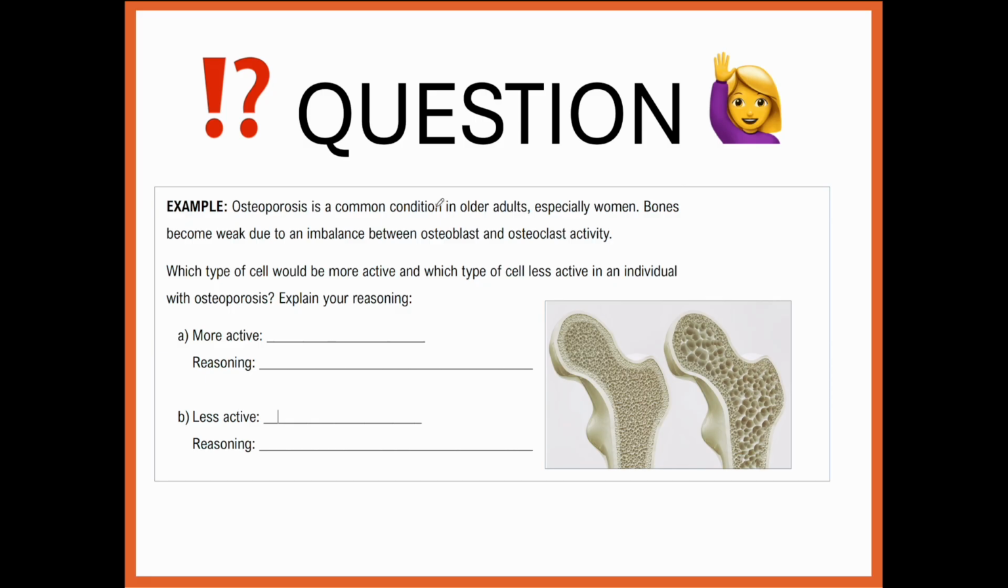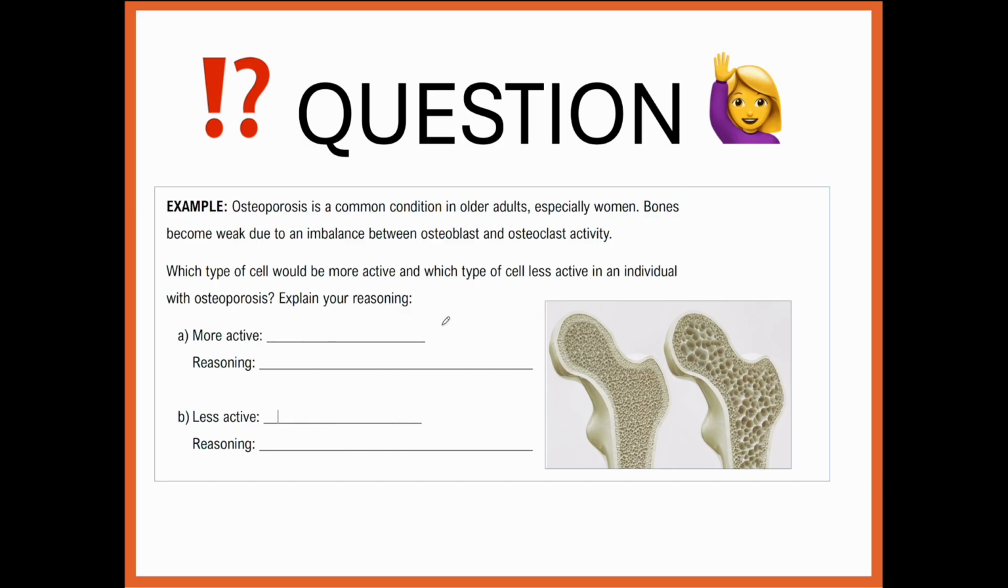And actually it happens a lot in biological women that are older because hormones are changing a lot during menopause, let's say, right? So due to these fluctuations in hormones, we'll see later on, bones become weak due to an imbalance between osteoblasts and osteoclasts. So, which type of cell would be more active and which type of cell is less active in an individual with osteoporosis? Explain your reasoning.